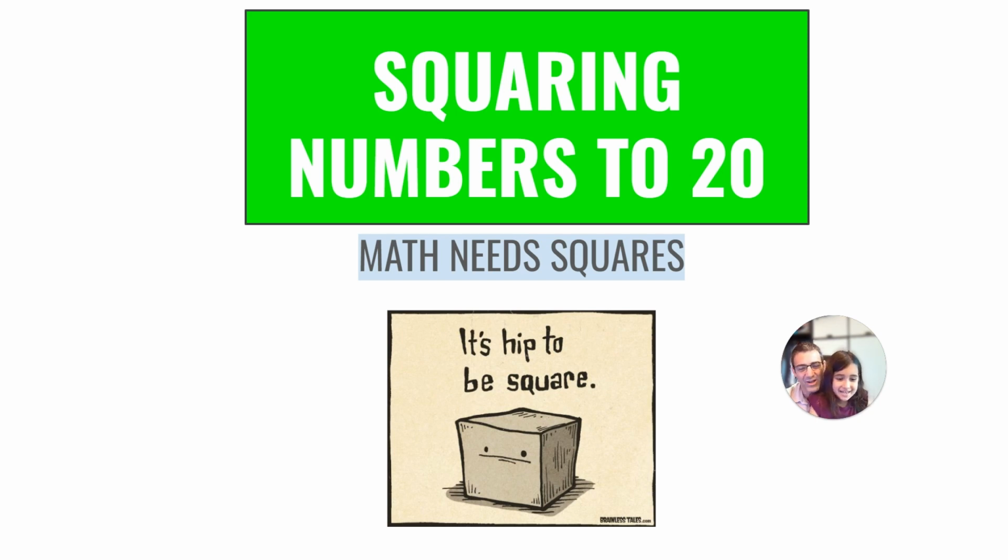What's your name? Aiyana. Okay, good. How old are you, Aiyana? 7. 7 years old, and you're in grade 3 at Discovery College. And so you've just learned with Daddy your square numbers, right? Yes. To 20. Okay, math needs squares. It's hip to be square. Do you know what hip means? Like cool? Like cool, yeah, it's hip to be nerdy.